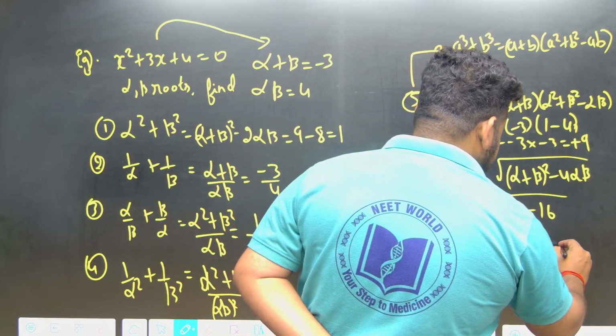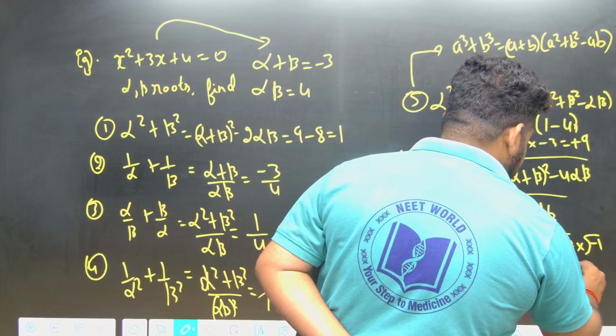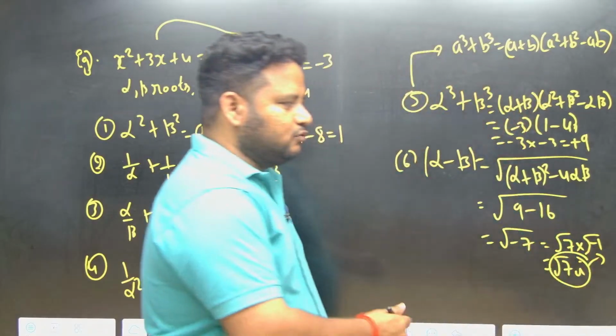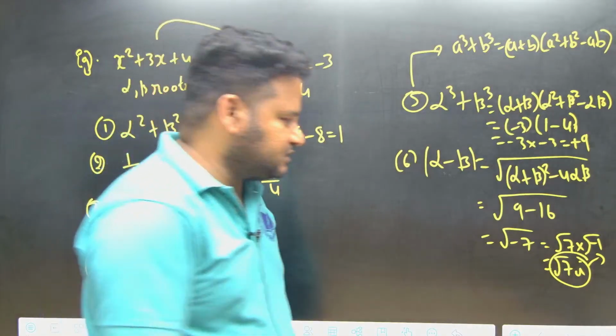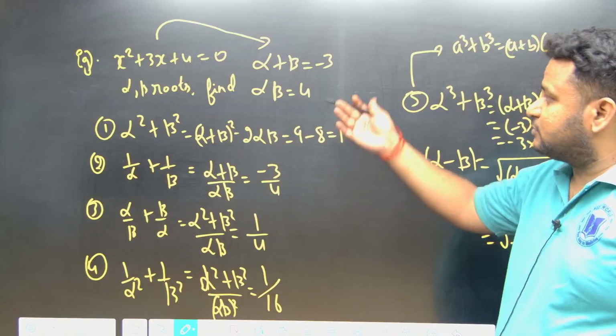This I can write as square root of 7 into square root of minus 1. So square root of 7 stays, and square root of minus 1 we will write as i. Why? You will understand in tomorrow's class when I do complex numbers. Clear friends? So this is how we will simplify this when it is given a quadratic equation.